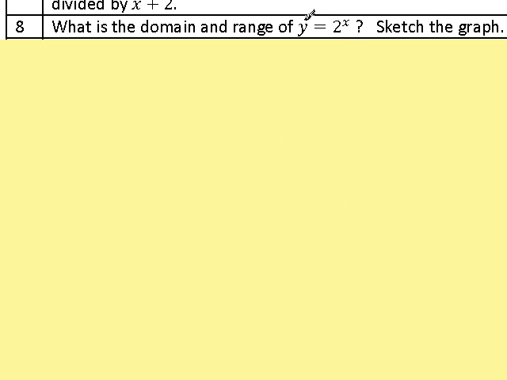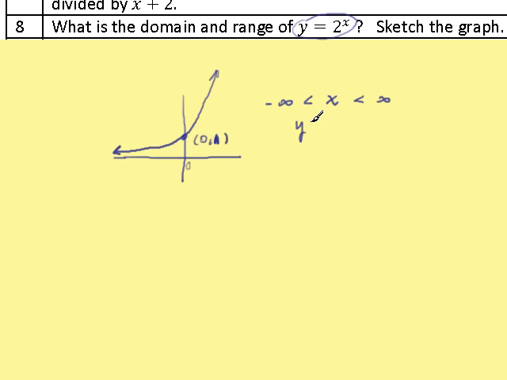All right, let's sketch this graph, y equals 2 to the x, and we'll write down the domain and range. So it looks like this. All the exponentials go through 0, 1. That's because 2 to the 0 is equal to 1. It goes up on the right, and we have this leveling off on the left at the x-axis. The domain, the x values are greater than minus infinity and less than infinity. And for the y, everything is above 0, so that would be y greater than 0.